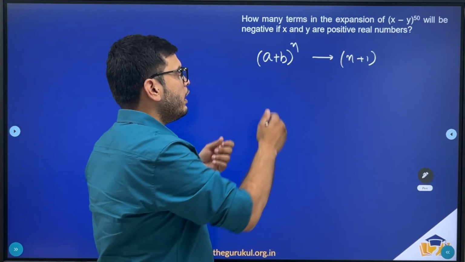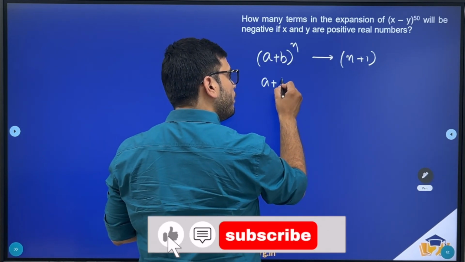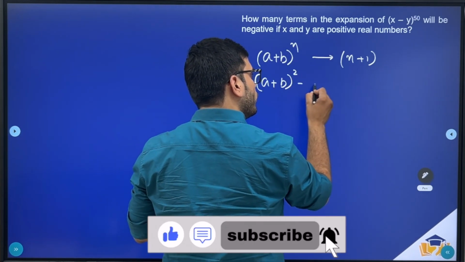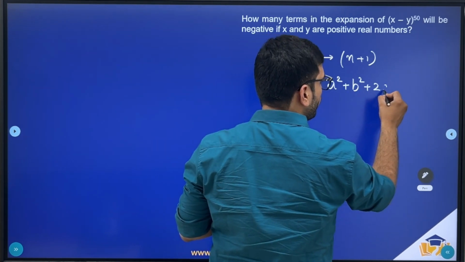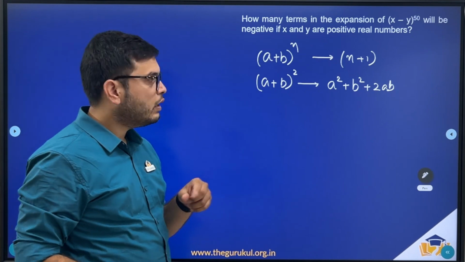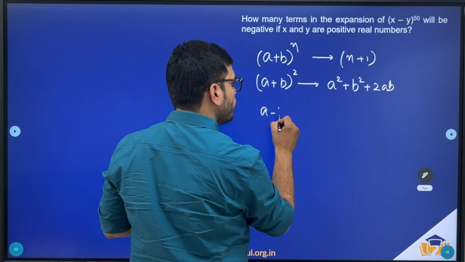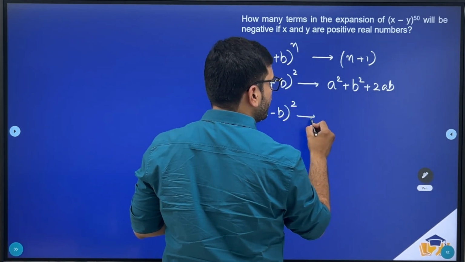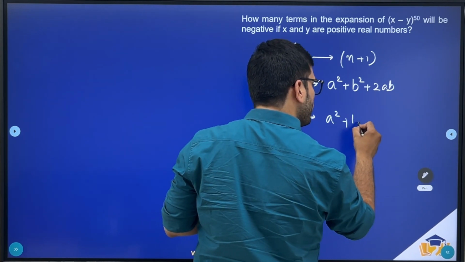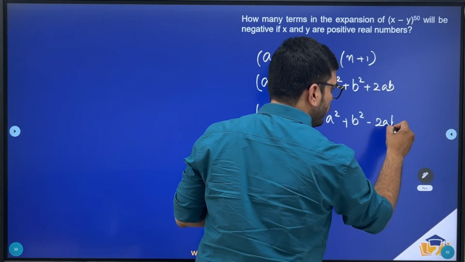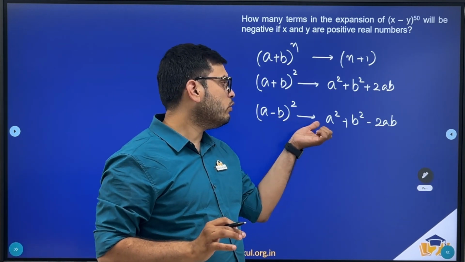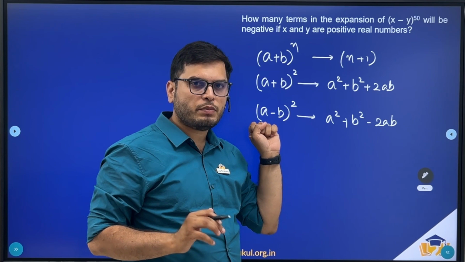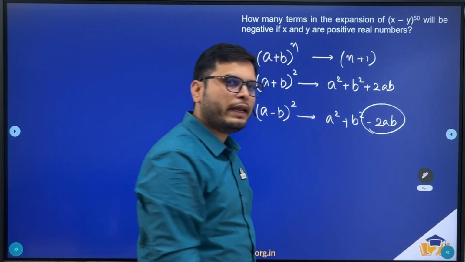For example, (a + b) whole square. Let me place the value of n as 2. So this will be a² + b² + 2ab. Right, so you have 3 terms. Now (a - b) whole square. Now this will be a² + b² - 2ab. Now if a and b are positive, how many negative terms are there in the expansion of (a - b) whole square? You have only one negative term.